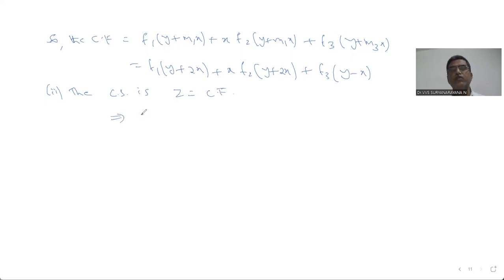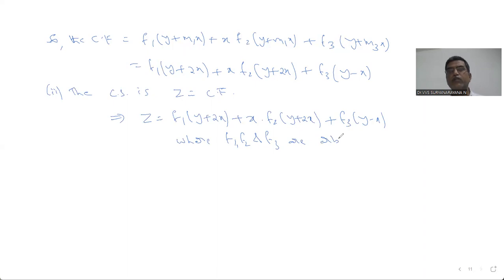So this implies z equals f1 of y plus 2x, plus x into f2 of y plus 2x, plus f3 of y minus 3x, where all these three, f1, f2 and f3, are arbitrary functions. This is the solution of the given problem.